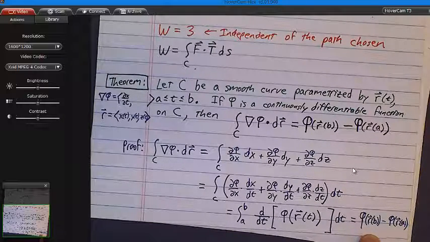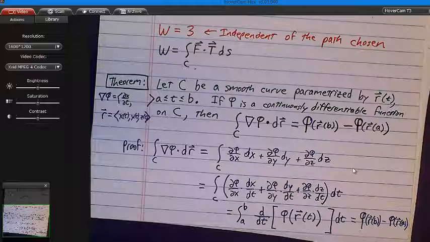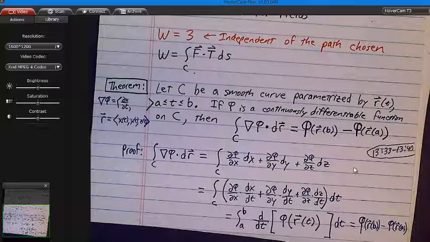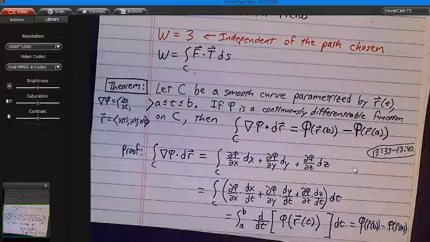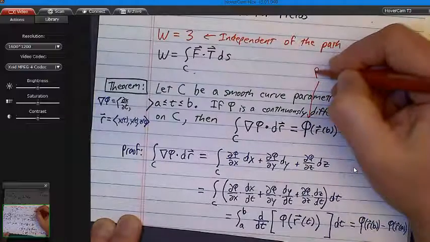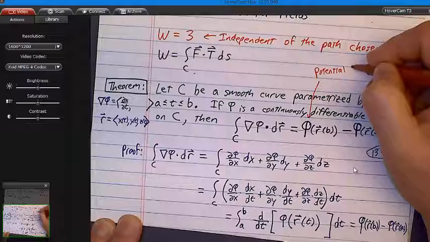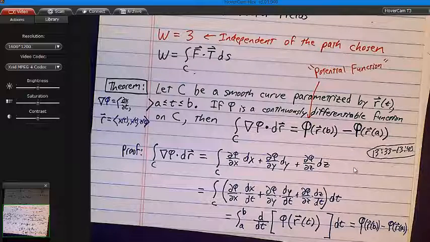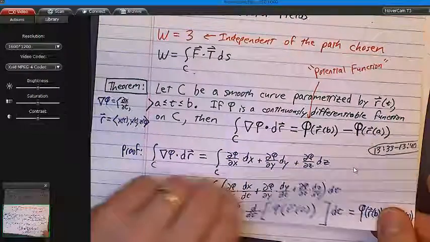Well, what is phi? Oh, wait a minute. No, Paul, you screwed up. Yeah, I used the phi in the wrong place. So we're going to call phi here what the book calls a potential function. A potential function.